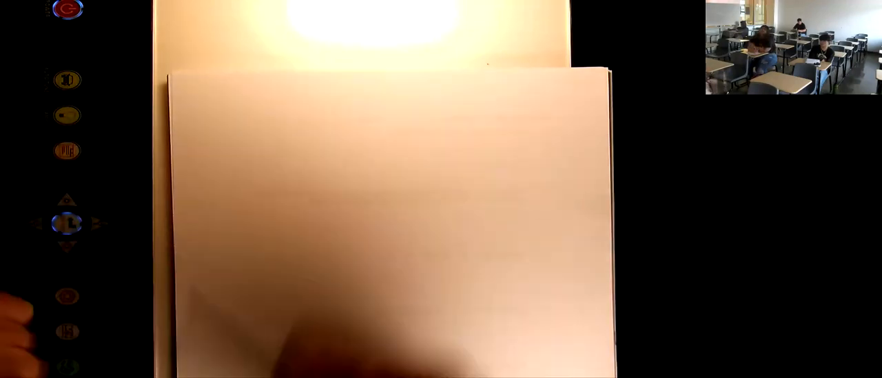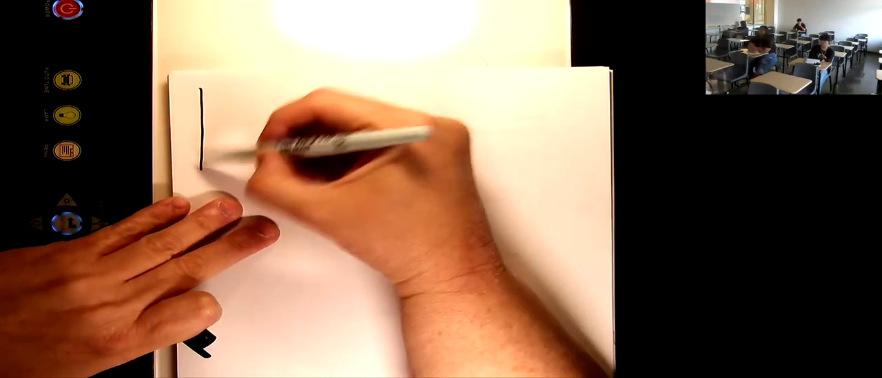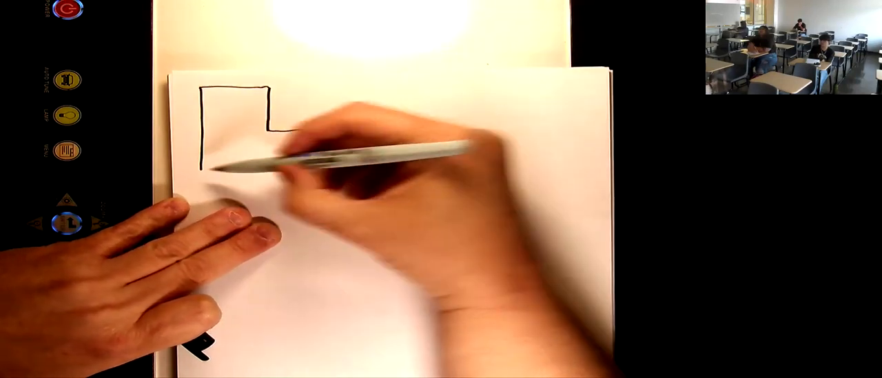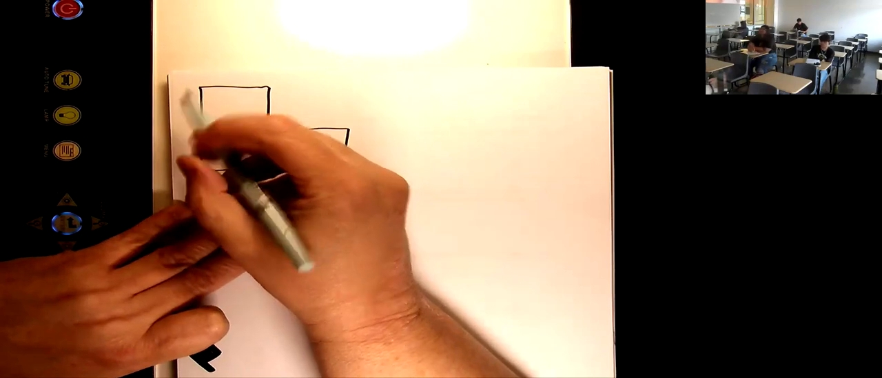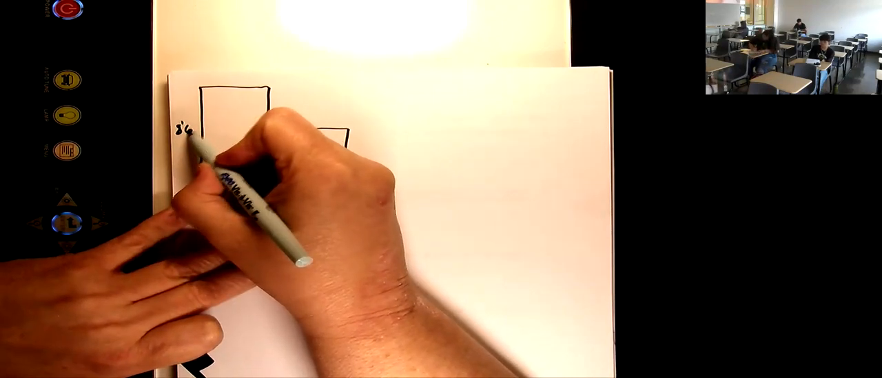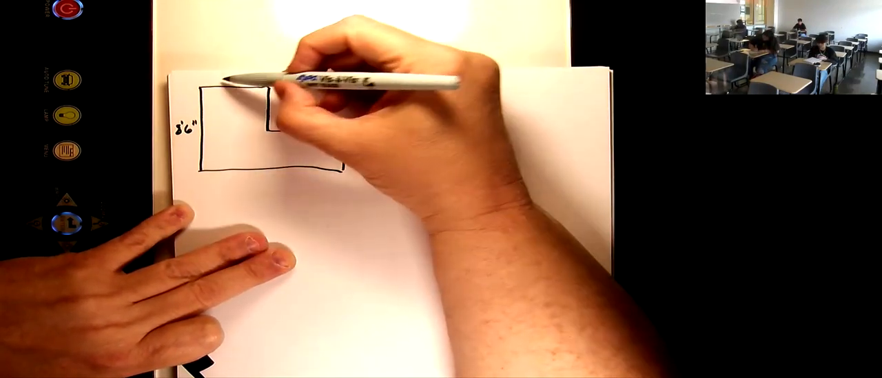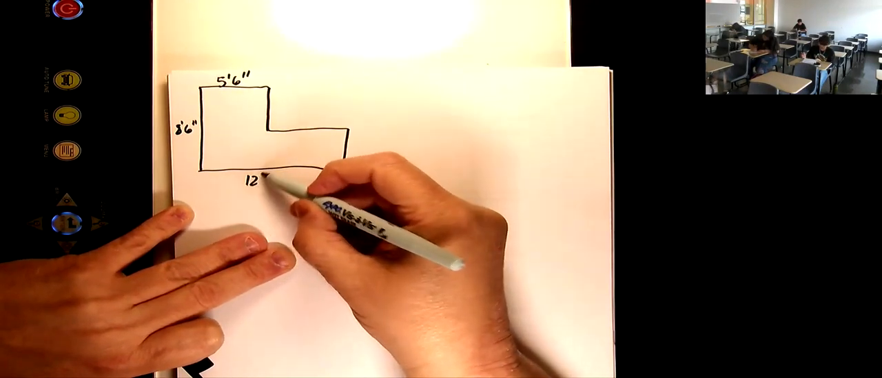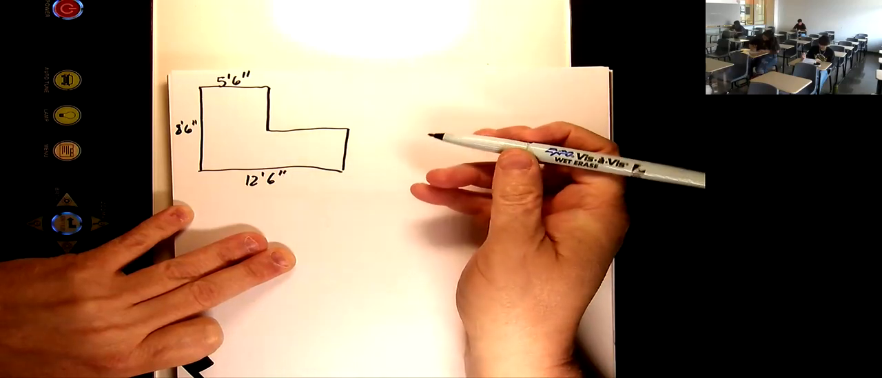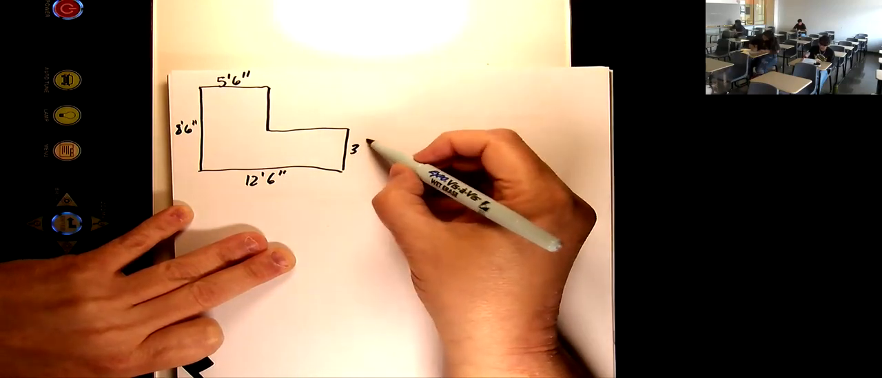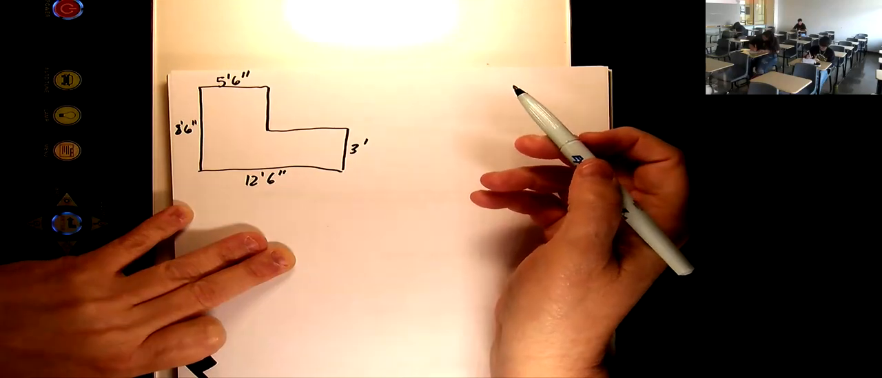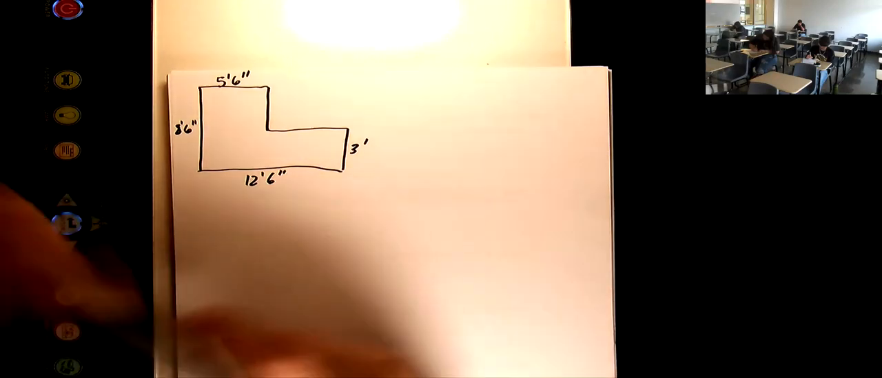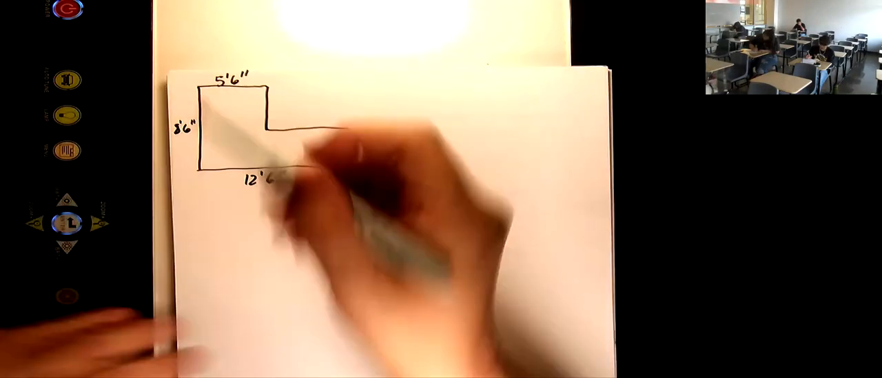Our next shape is like this. So this side over here is 8 feet 6 inches. This is 5 foot 6 inches. This is 12 foot 6 inches. This is 3 feet. And that's all we know. The other thing we do know is these all make right angles here.